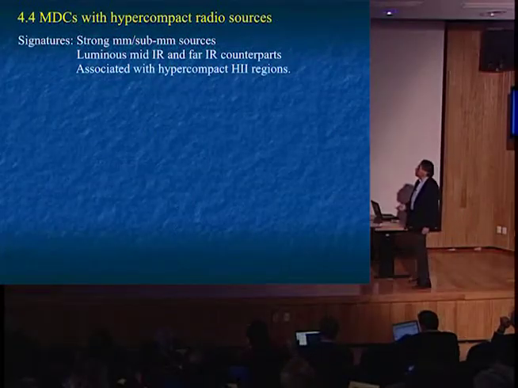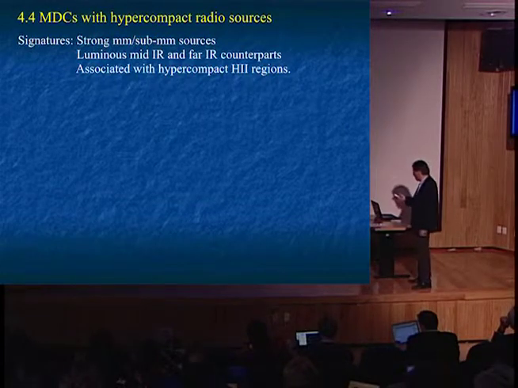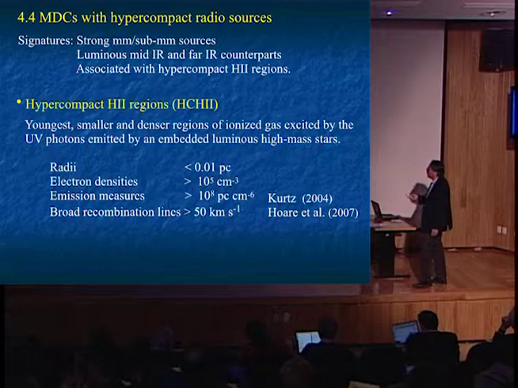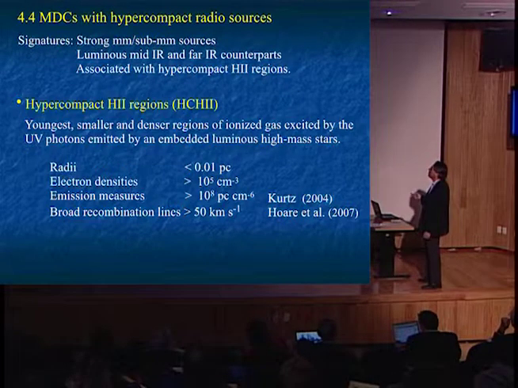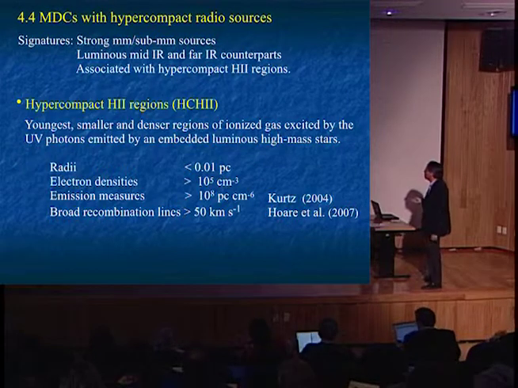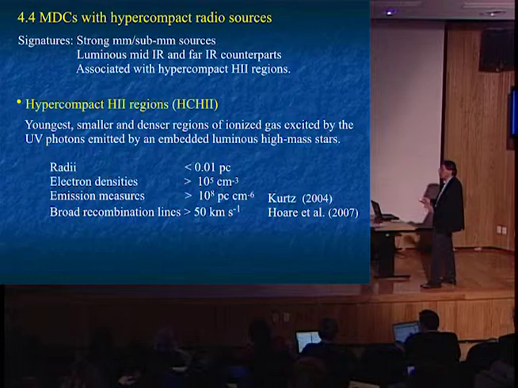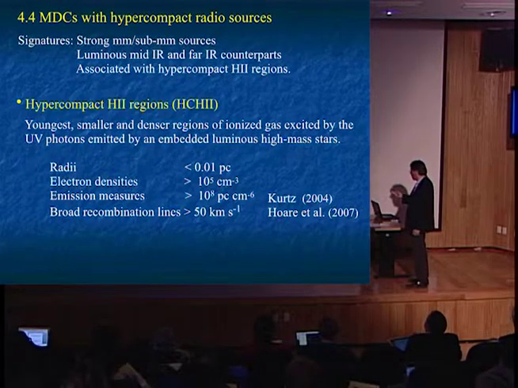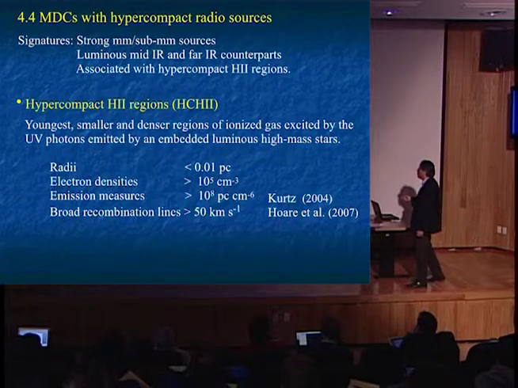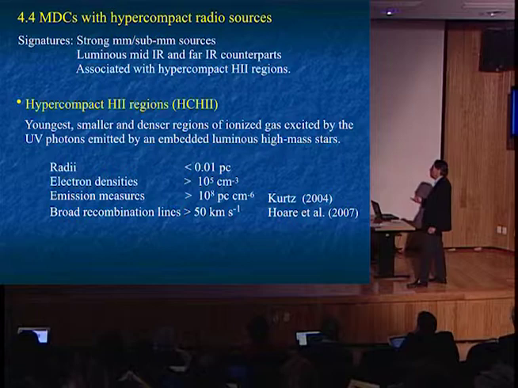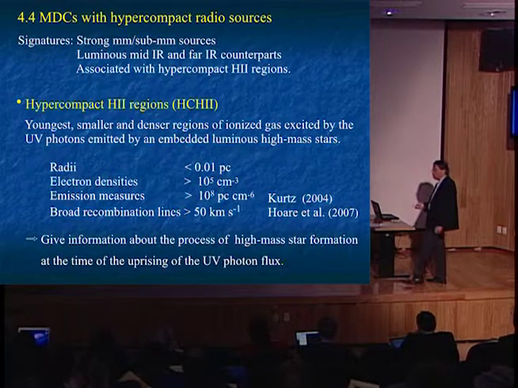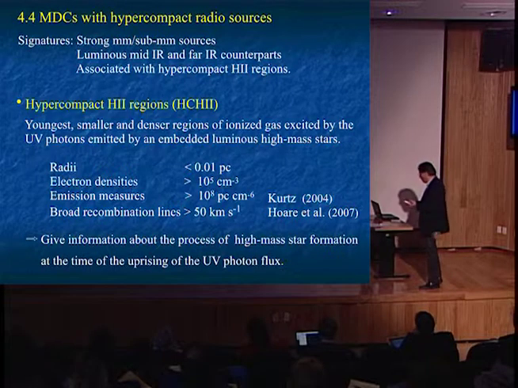So now what we know about the massive dense core with hypercompact radio sources, so it's a later stage. Well, they have a signature strong, again, millimeter sources, the mass, they should be luminous in the infrared and far infrared, and are associated with hypercompact HII regions. I remind you that hypercompact HII regions are the youngest and smallest regions of ionized gas excited by UV photons emitted by embedded luminous high mass stars. And they are probably of the very early stages since the onset of the UV photon output. They have a radius of less than 0.1 parsec, high electron densities higher than 10⁵, very high emission measure, greater than 10⁸ parsec cm⁻⁶, and broad recombination lines also. And, well, as I told you, they give information about the process of high mass formation right at the time of the onset of the UV photon flux.